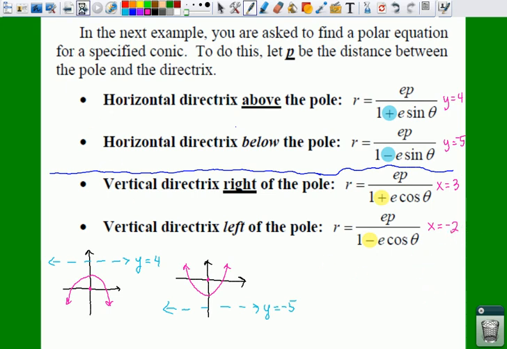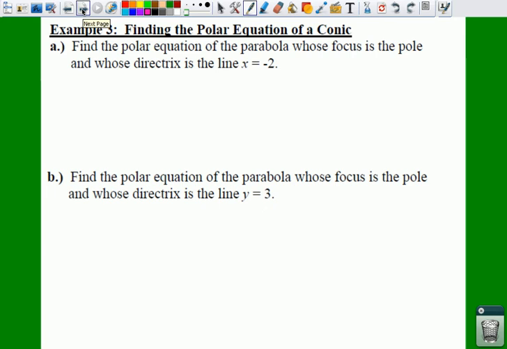So let's look at our last example here. We're going to find the polar equation of a conic. We want the polar equation of a parabola whose focus is at the pole and whose directrix is the line x equals negative 2.